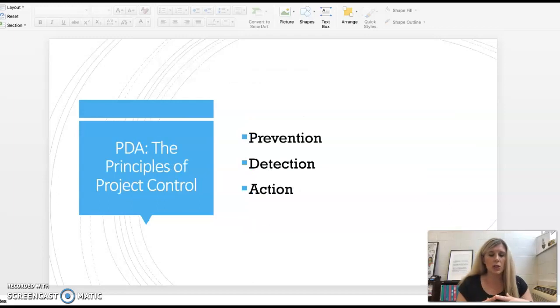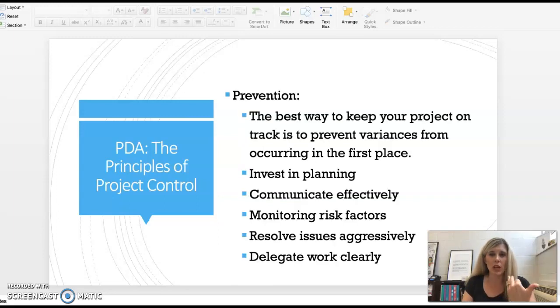We also want to look at the principles of project control, the PDA: prevention, detection, and action. This acronym may sound simple, but it is a good practice to have in place of just constantly being vigilant, investing in that planning, overly communicating with your stakeholders, as well as doing a risk assessment, which we will get into in the coming modules.